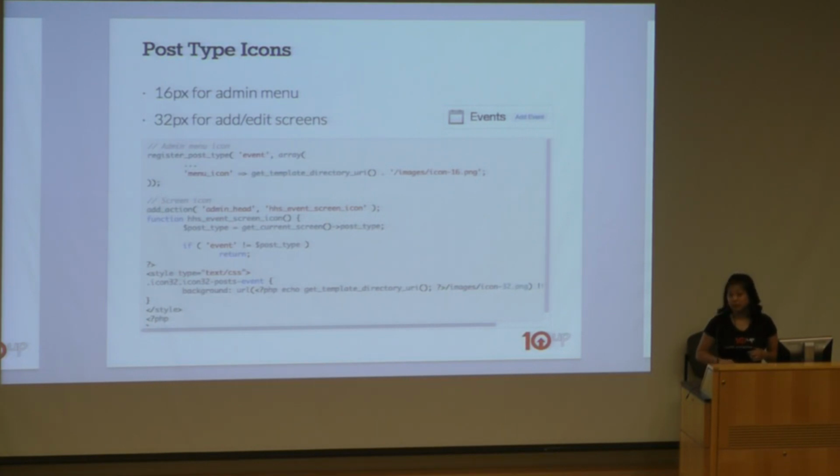And then there's a 32-pixel square one for your adding and editing screens. This is called a screen icon. You'll also find them on settings pages and that sort of thing. And if you take a close look at what's in core, these screen icons are always black and white.